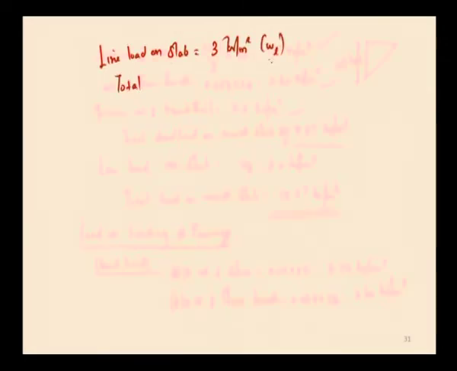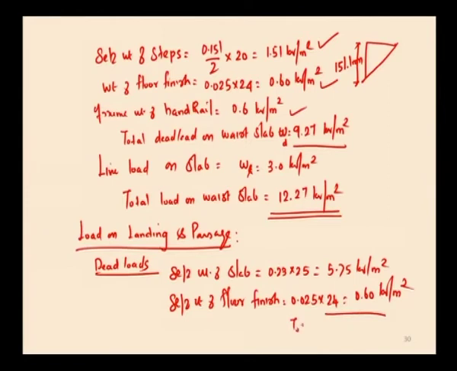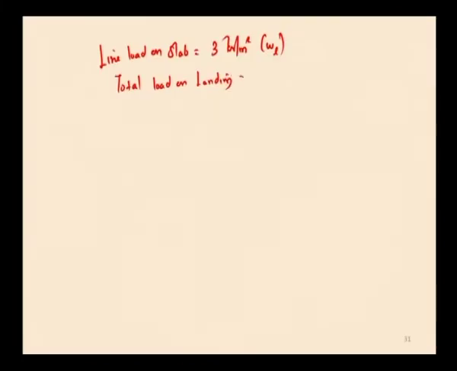So, next one is live load. Live load on slab is 3 kilonewton per meter square. Now, this is taken as WL and this is taken as total dead load, that is, total dead load WD is 6.35 kilonewton per meter square. 6.35 kilonewton per meter square plus 3 is 9.35 kilonewton per meter square. Total load on landing, that is 9.35 kilonewton per meter square.